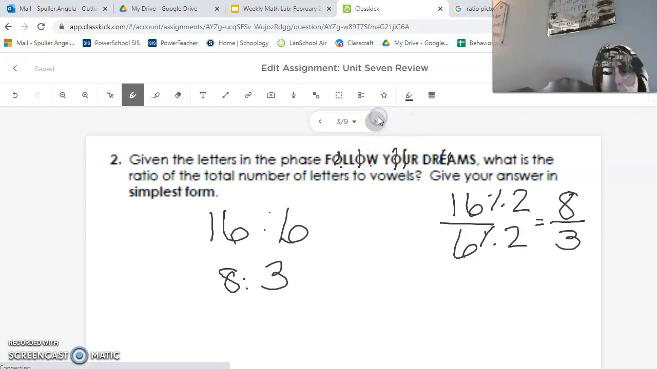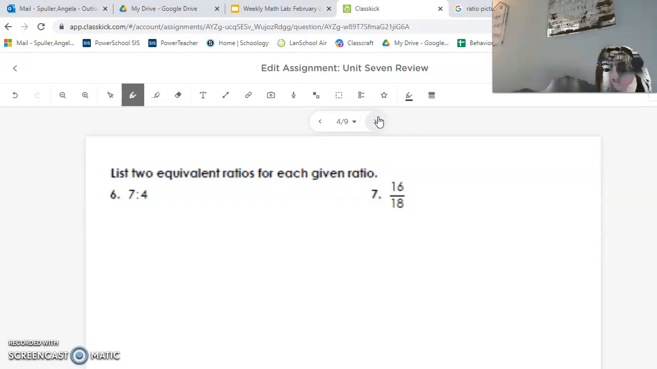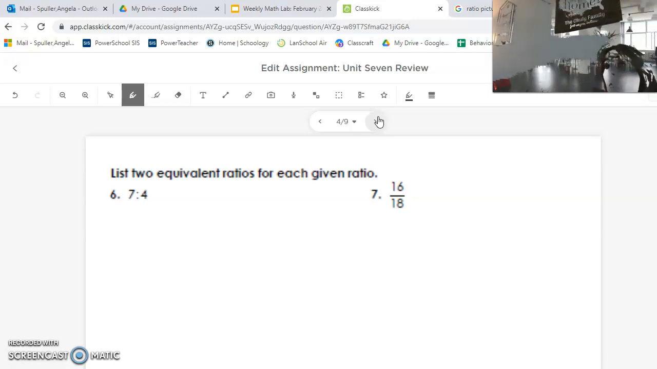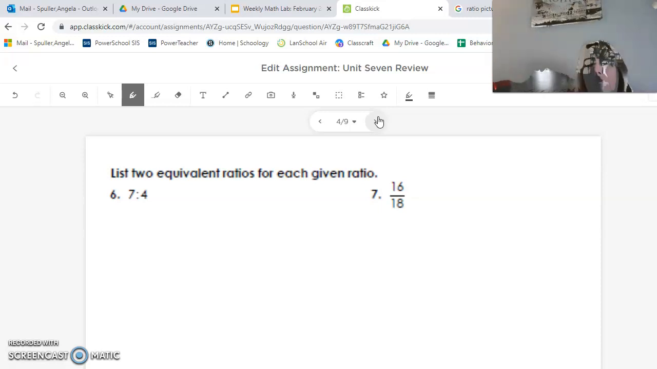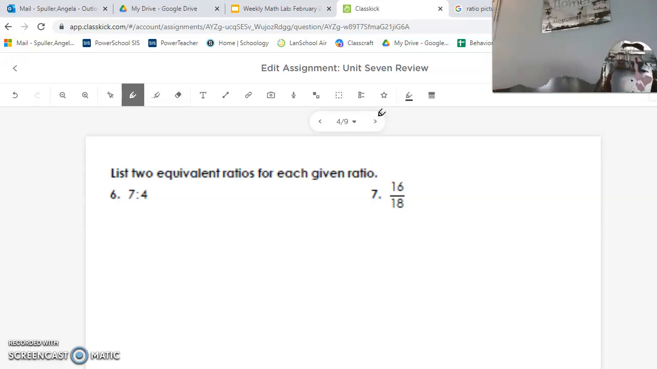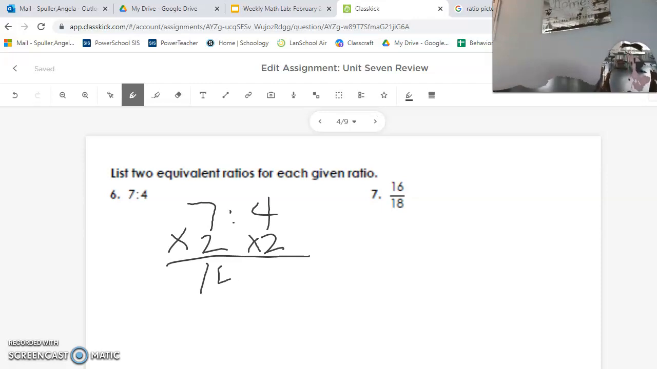Great job. All right. List 2 equivalent ratios for each one. Now remember, we can multiply to make equivalent ratios, or we can simplify, and that's also making an equivalent ratio. So we can divide or multiply depending on what our numbers are. So if I take 7 to 4, and I multiply them both by 2, that gets me 14 to 8. So there's one equivalent ratio, right?